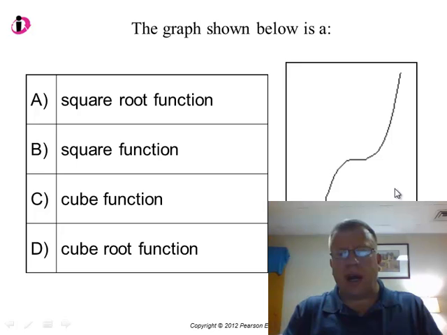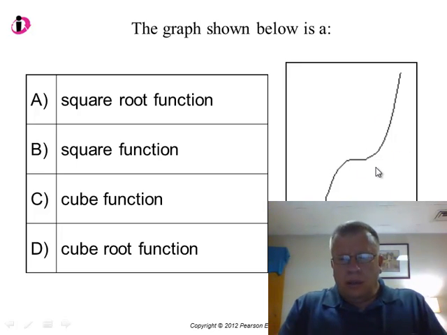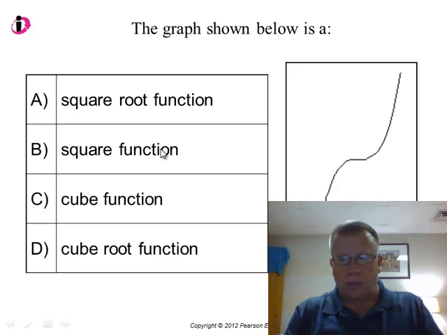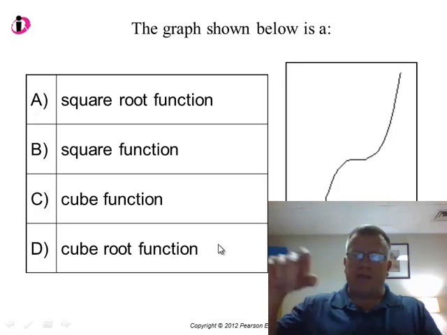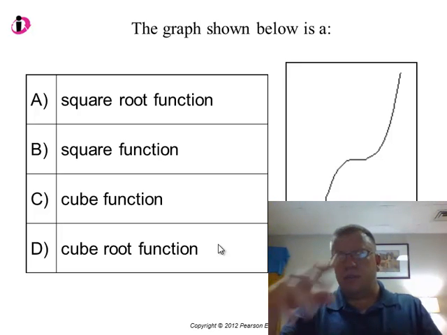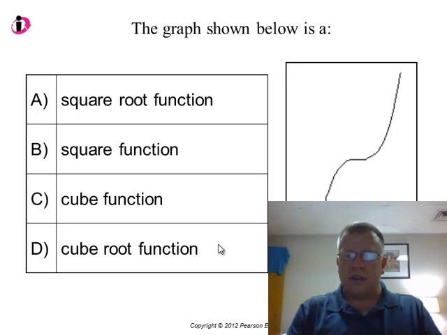Take a look at this graph. What function is this the graph of? Is it the square root function? Nope. Square function? No. Cube function? Or is it cube root? Well, because it goes from the lower left to the upper right and it's symmetric with respect to the origin, that means the function is going to be an odd function. And the answer is cube.